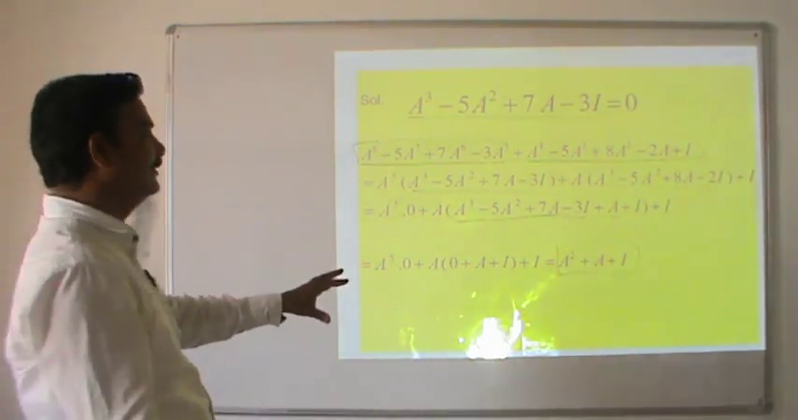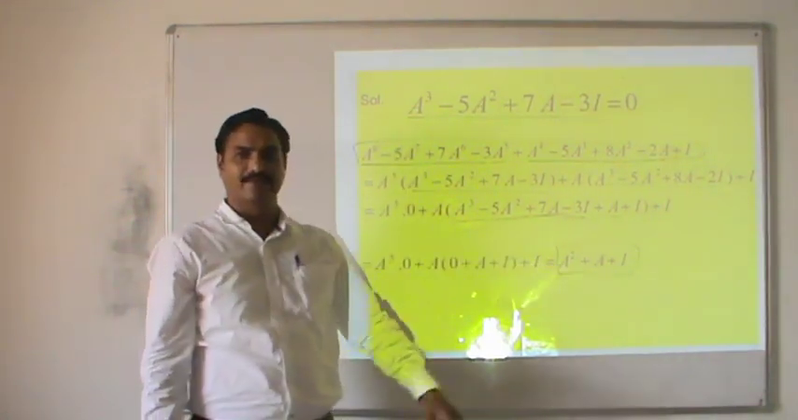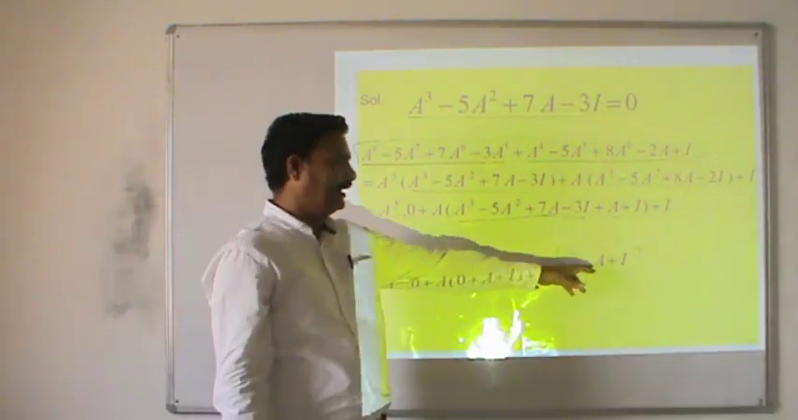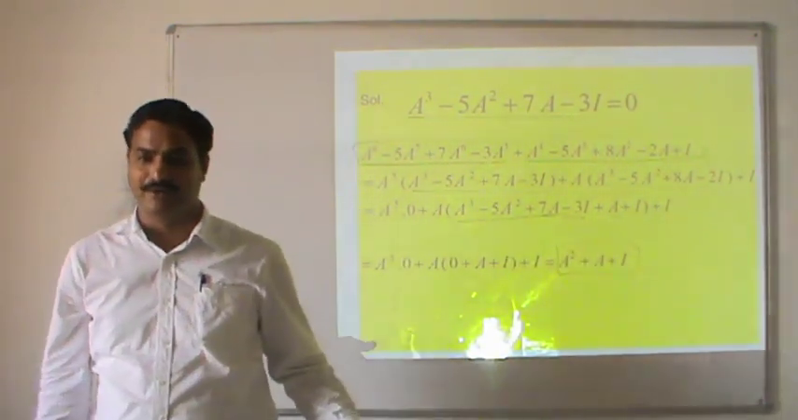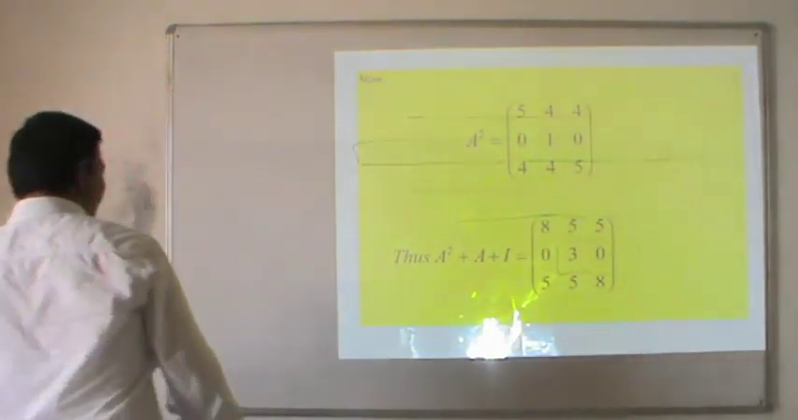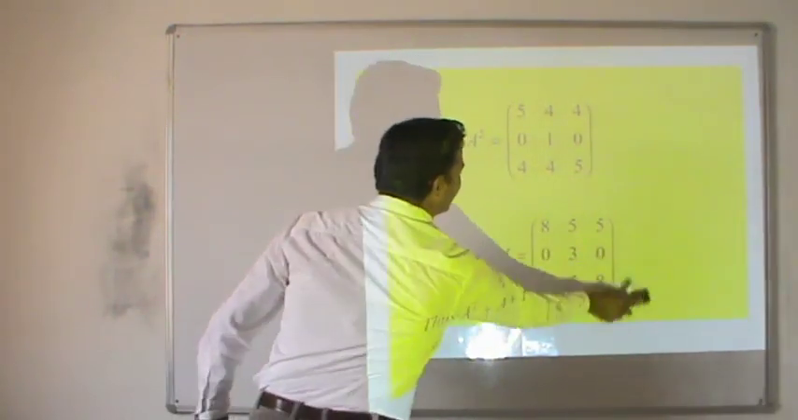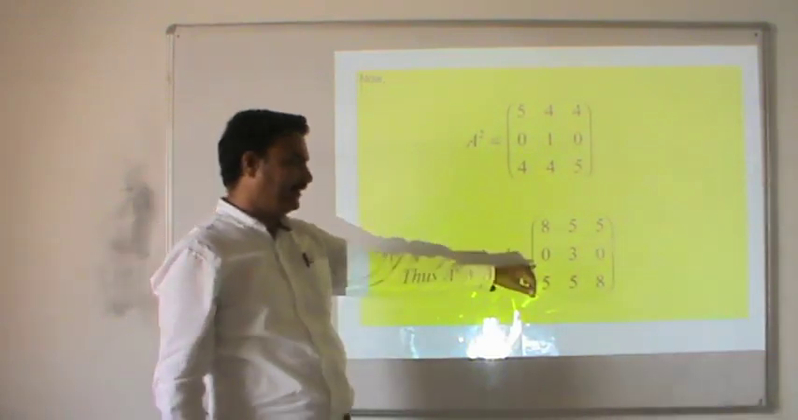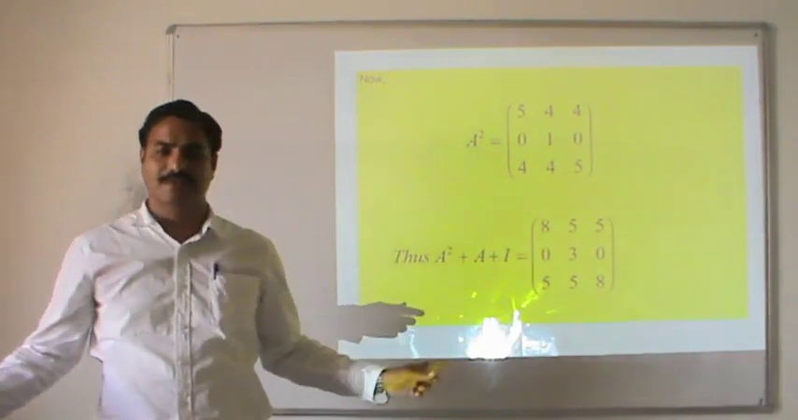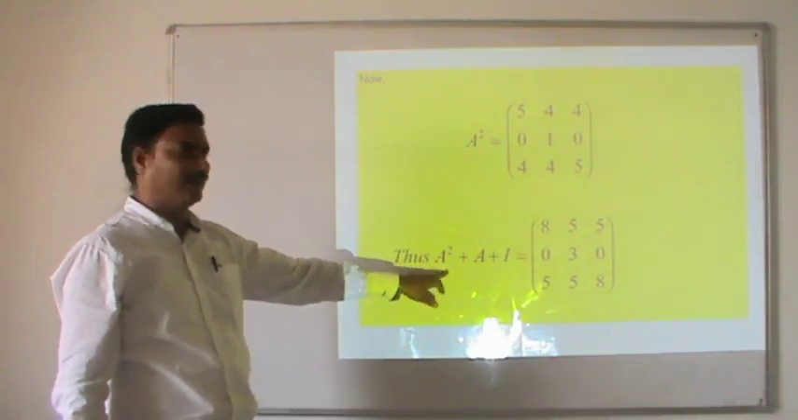In order to find the value of this entire expression, we simply calculate A square, which is just the multiplication of A into A, and then we add A and the identity matrix I of 3 by 3 order. So the resulting matrix A square plus A plus I is this. This is the equivalent expression for the huge expression given in the question, and it is equivalent to this smaller one. Thank you.